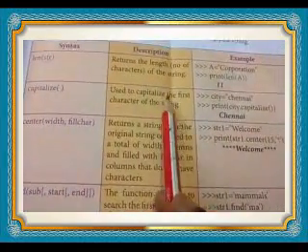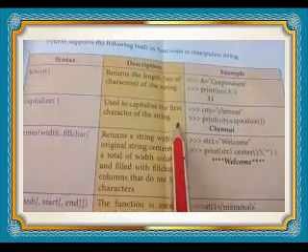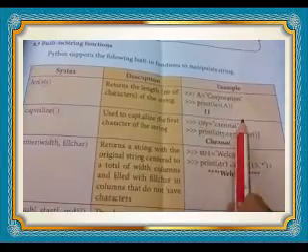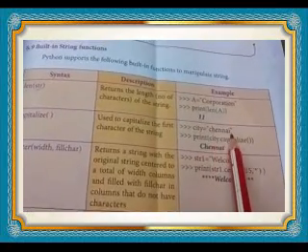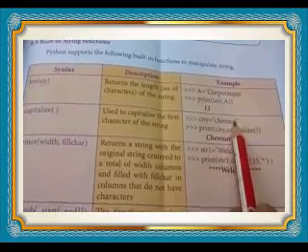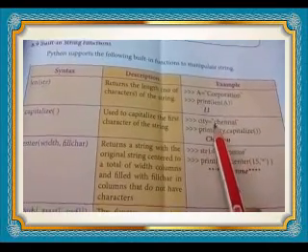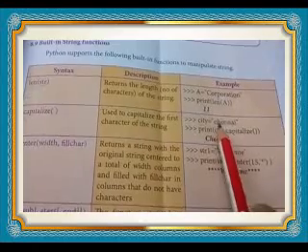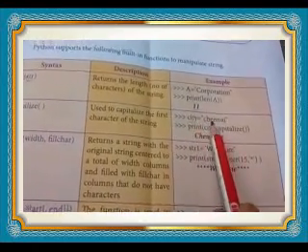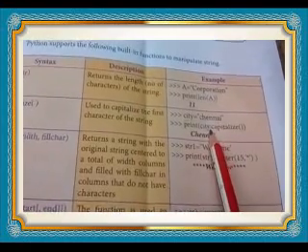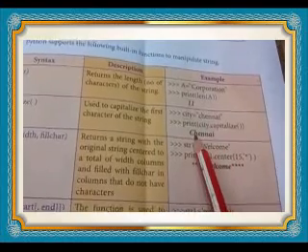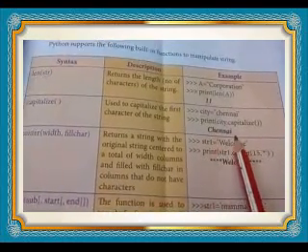Next function is the capitalize function. This function is used to capitalize the first character of the string. We will see one example, then we can get the idea. See here, city equal to Chennai. In this string, all characters are small letters. So we want to make the first character a capital letter. So we can write print city dot capitalize. City is this variable, that means Chennai dot capitalize. The first character changes into capital. So it prints the message Chennai.